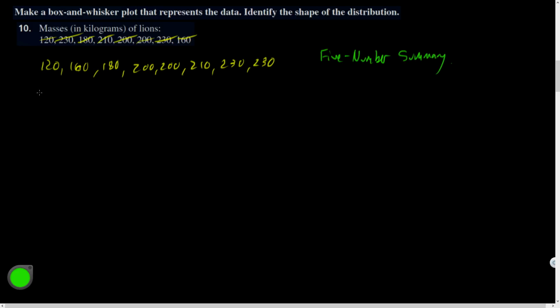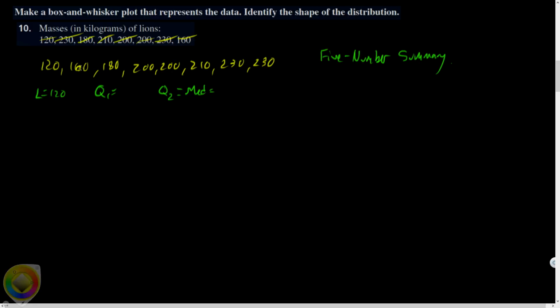Okay, 5-number summary. What is the lowest? 120. What is Q1? Actually, wait. Let's answer Q2 first. Yeah, median or Q2. Both of those are the same thing.